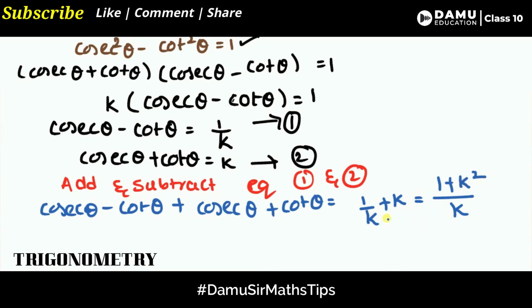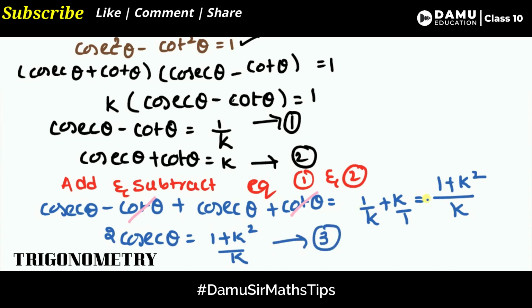To get k, we need to multiply the numerator with k. Is there any cancellation? Cot theta will cancel. Then 2 cosecant theta will be equal to 1 plus k square by k. Let's take this as equation 3.